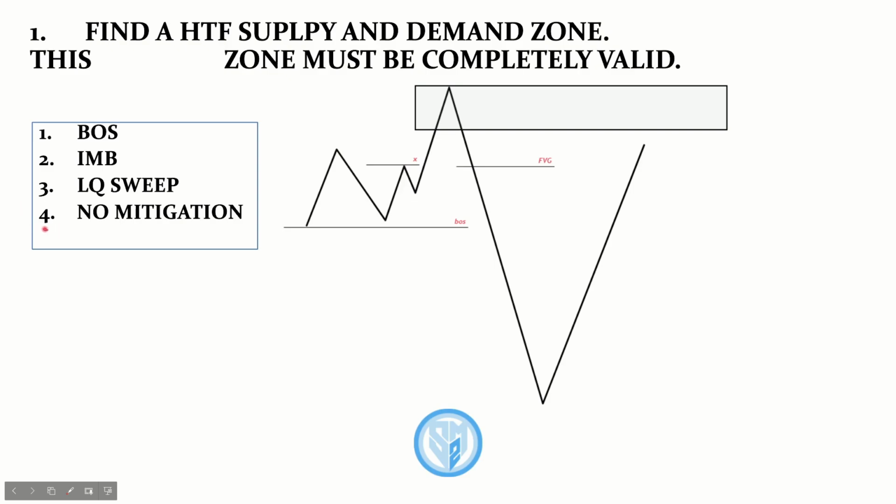And the fourth thing is no mitigation. So this supply zone has never been mitigated before. There are clearly no taps back into the zone and it's completely untouched. These are the 4 key rules that I'm using in order to identify my higher time frame supply and demand zones, which are completely valid. That is the key thing. That is all you really need for the higher time frame and for step 1. So we'll now move on to step 2.